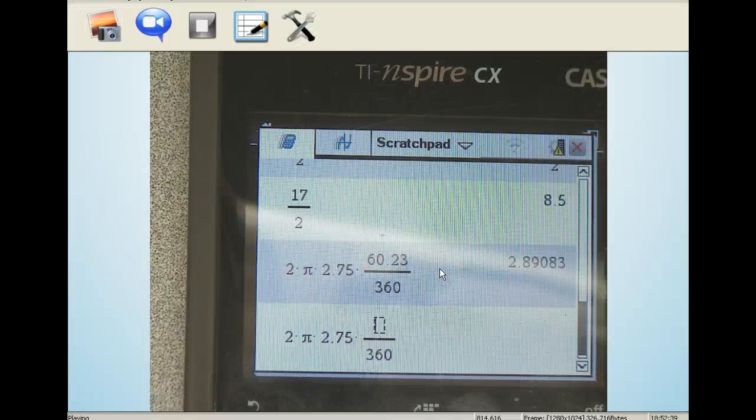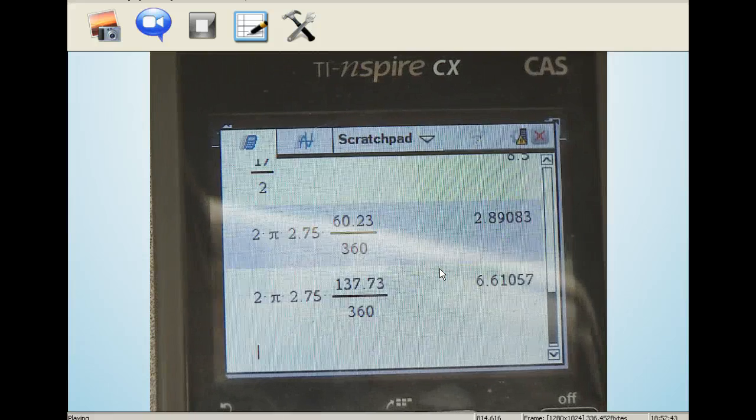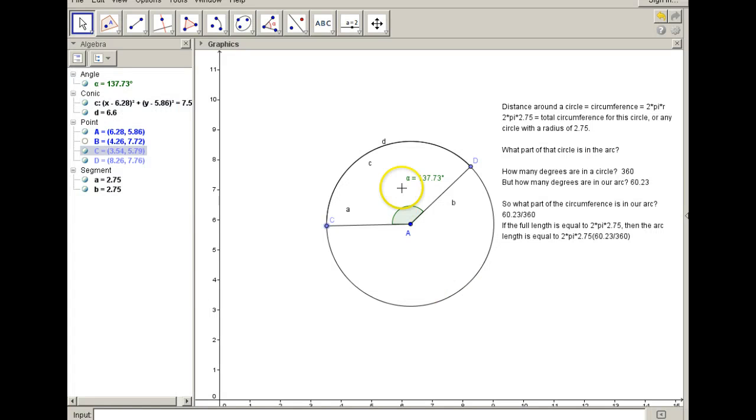137.73. So I put 137.73 and I hit enter. And now I have an arc length. This is the arc measure, which is given in degrees, but the arc length is 6.61. And we come over here. Where is D now? Yeah, it says 6.6.